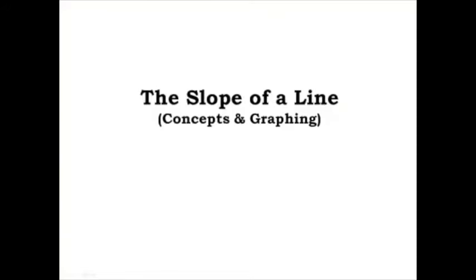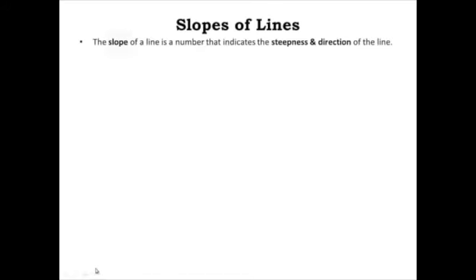Hi, in this lesson we're going to talk about the slope of a line, and we'll focus on the basic meaning of the slope, and we'll look at how to use the slope to graph a line. The slope of a line is a number that indicates the steepness and direction of the line. Let's graph some lines so we can get an idea of what this number is actually telling us about the line.